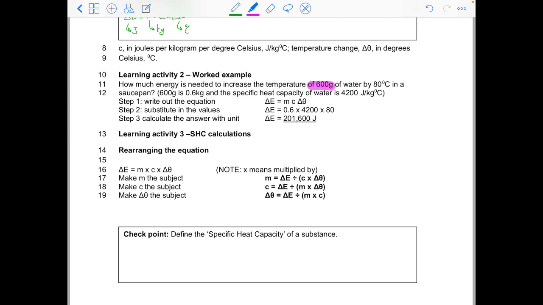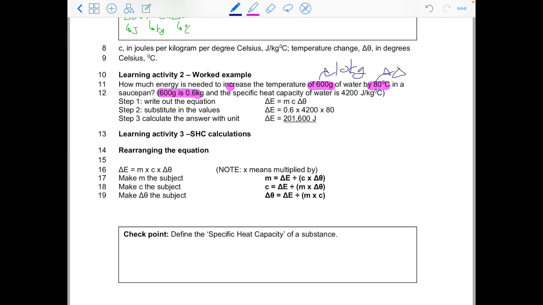We have 600 grams of water. You should remember that we can't use grams in an equation. We need to change it to kilograms. So they've already worked that out for us so nicely. So 600 grams is 0.6 kilograms. So we know that. Our change in temperature is 80 degrees because we're increasing by 80 degrees. So we know that that's our change in temperature.